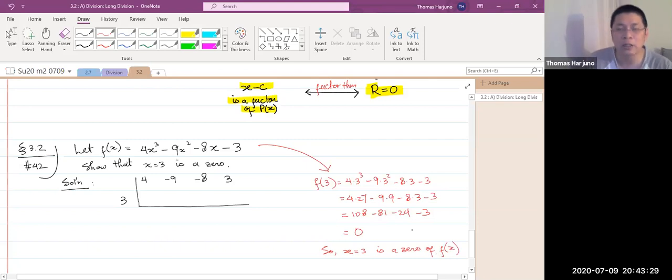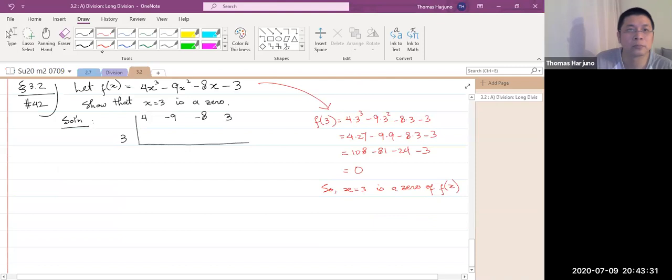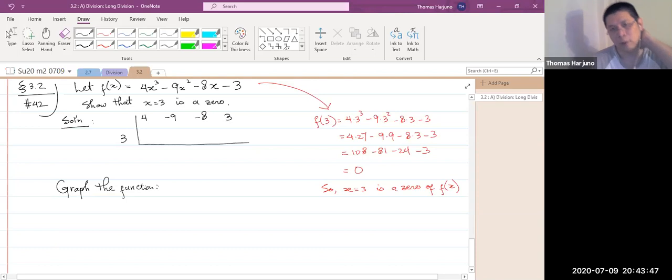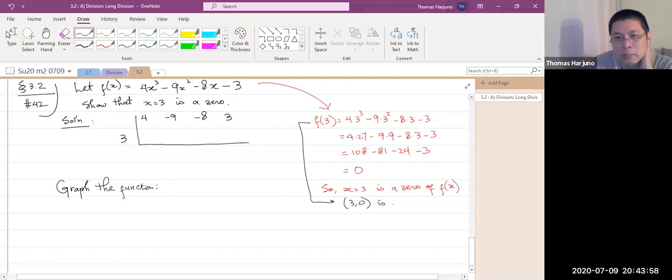Okay, but you cannot answer the follow-up question. We won't be able to answer the follow-up question from there. Graph the function. That's the follow-up question. What you get here is only this: 3 is a real number, so (3, 0) is an x-intercept. That's the most you can say.